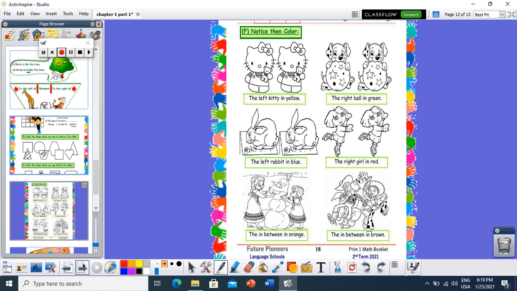Now let's see. The left kitty in yellow. Which kitty is on the left? Yes, this one. This one is the left, so you can color this kitty with the yellow color. And here, color the right ball in green. Which ball is on the right? Excellent, this ball is on the right, so you can color this ball with the green color.